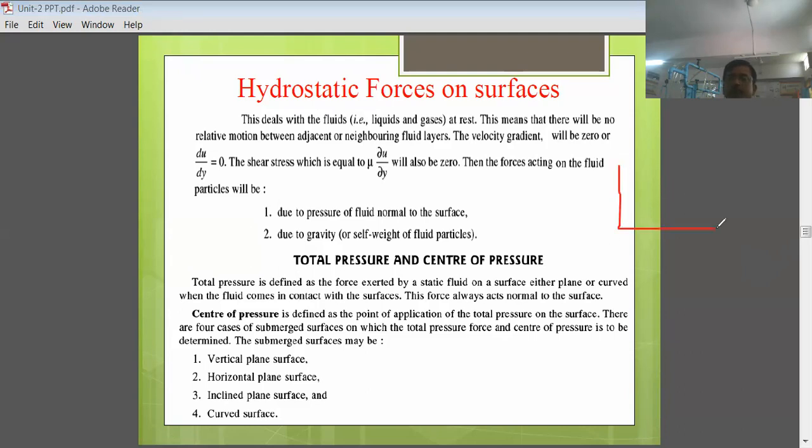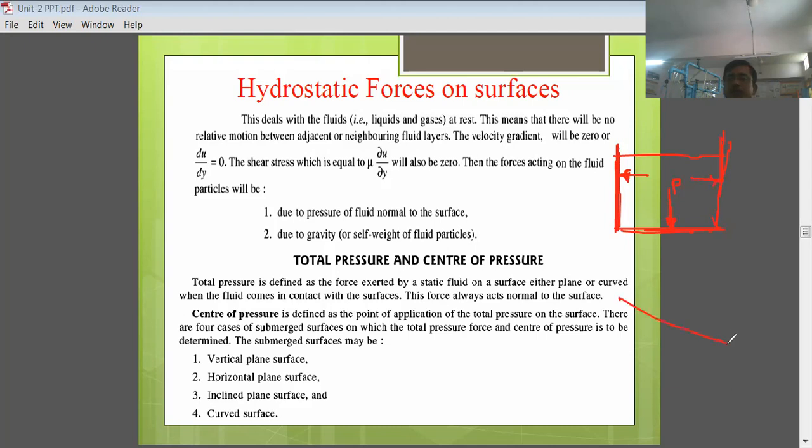For example, take this bucket or container. The total pressure force acting on this horizontal surface always acts in the normal or perpendicular direction to the surface. Means if the surface is horizontal, the total pressure force will act in the vertical downward direction. Now, what will be the direction of total pressure force on this vertical plane surface? Normal to this vertical surface means it will be horizontal. Similarly, on this particular surface, it will again be horizontal.